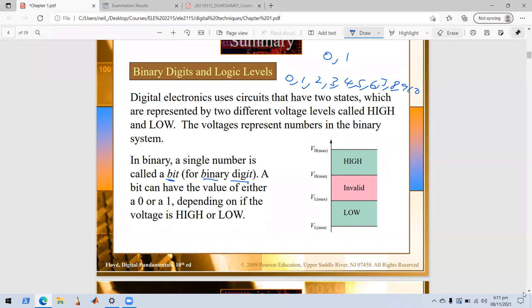0, 1, 2, 3, 4, 5, 6, 7, 8, 9, 10. No, sorry, not 10, up to 9, right? 0 counts as the first one. So 10 numbers, right? The decimal number system.